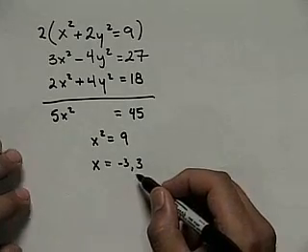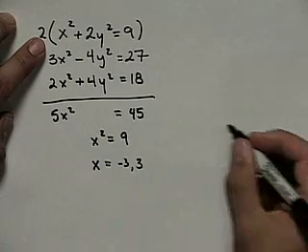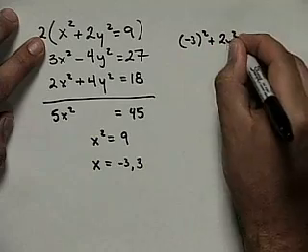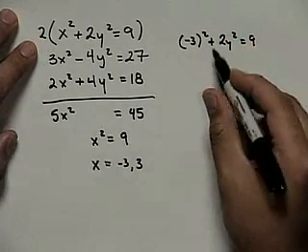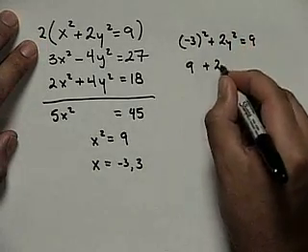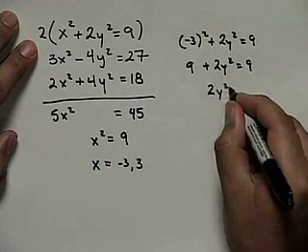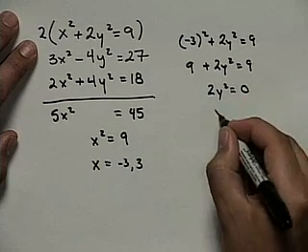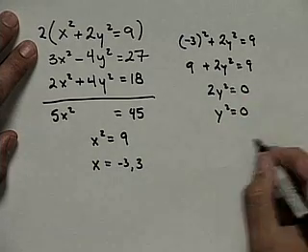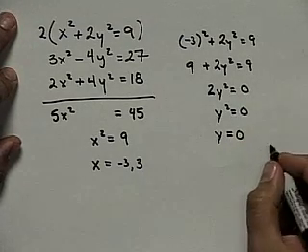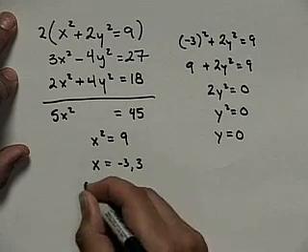Let's take these values and substitute them back into the first equation to find out what the y value should be. So going back to the first equation and using negative 3 for the x, that gives us negative 3 squared plus 2y squared equals 9. Well, negative 3 times negative 3 is 9, plus 2y squared equals 9. Subtracting 9 from both sides gives us 2y squared equals 0. Dividing both sides by 2, y squared equals 0. And then finally, solving for y, we find that y equals 0. So one of the points is negative 3, 0.